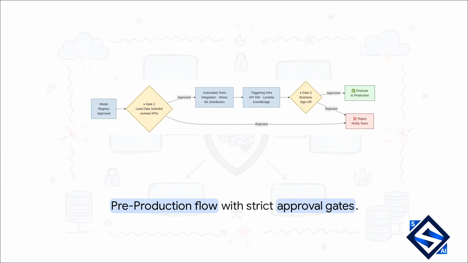In the pre-production flow, a model is sitting in the registry, and Gate 1 actually requires a lead data scientist to manually review its key performance indicators. If it's approved, it moves into automated integration and stress tests, but even after passing all those technical hurdles, it hits Gate 2, a mandatory business sign-off. If the business stakeholders reject it for any reason, the deployment fails entirely and the team gets notified. Only when explicit manual approval is given does this system promote the model to the final production environment.